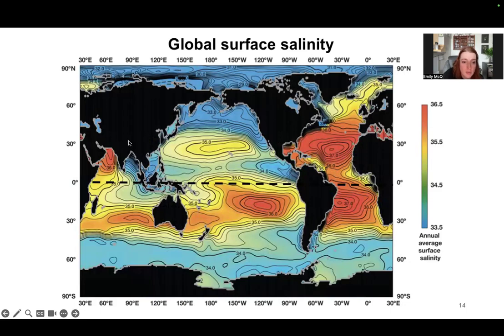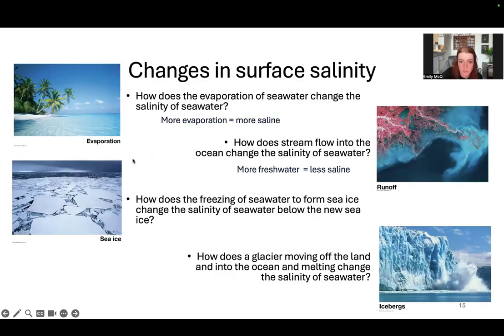We have a huge amount of fresh water inundating into the ocean. This is causing these oceans to become less saline. So more fresh water inundation is going to equal less saline. What about, this is one of my favorites, the freezing of seawater to form sea ice?